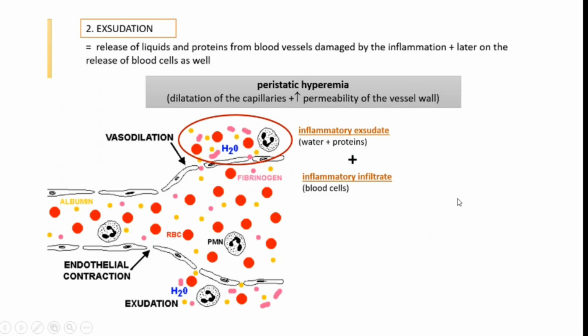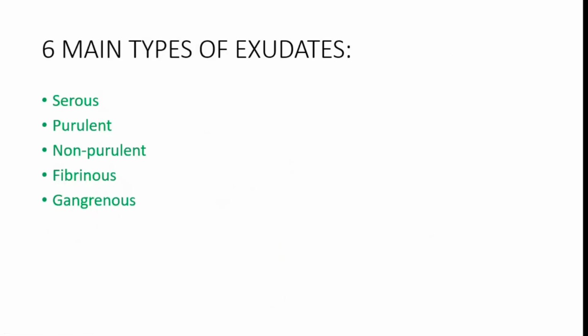But there are different types of exudates, so depending on the type of exudate, we know what its composition is. Right. And why does inflammation result in an exudation process? That is because of vasodilation, which sort of pushes out the plasma and the proteins and the blood cells from the vessel into extracellular spaces. So the 6 main types of exudates are serous, purulent, non-purulent, fibrinous, and gangrenous. And it's very important to remember all of them with examples for each. And we'll go through each one by one now.